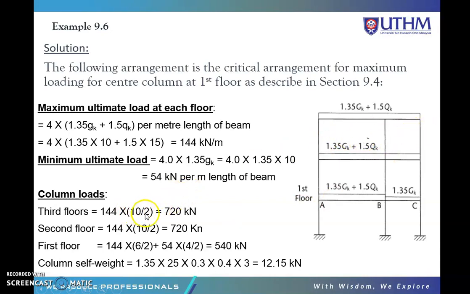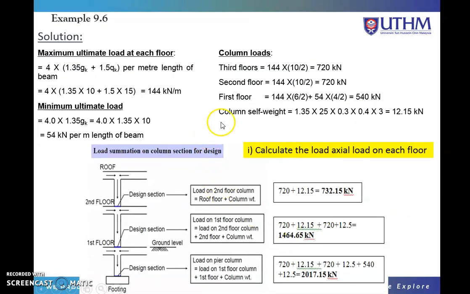Okay, so half of it here, column load, and this one, second floor, the ultimate load times with the distance. Okay, half of this area and half of this area. Okay, so the column weight is 1.35 times with the density and this area of the column and also the height of the column. So you get this one.